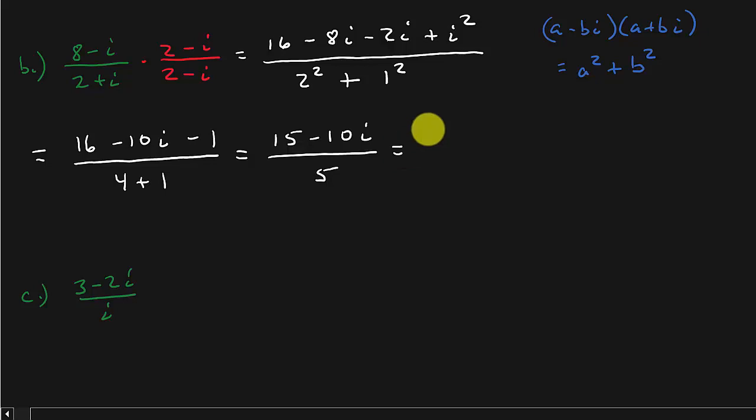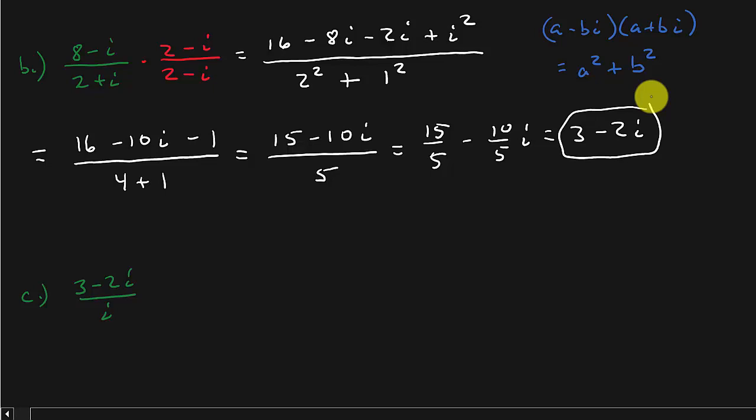And then I'm going to split it up. 15 over 5 minus 10 over 5i. And that gives me 3 minus 2i. And there's my answer.